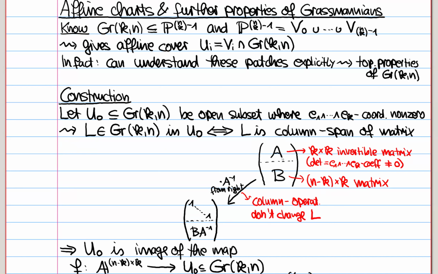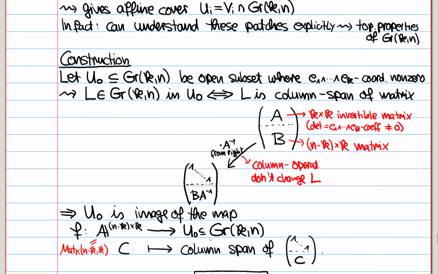And then we know that we can modify this matrix by column operations, by multiplying from the right with some invertible matrix, because it doesn't change the column span. And we have a very nice invertible matrix, namely A inverse. If we multiply this from the right, we see this exactly converts the upper part into the identity matrix and the lower part just to the matrix B times A inverse.